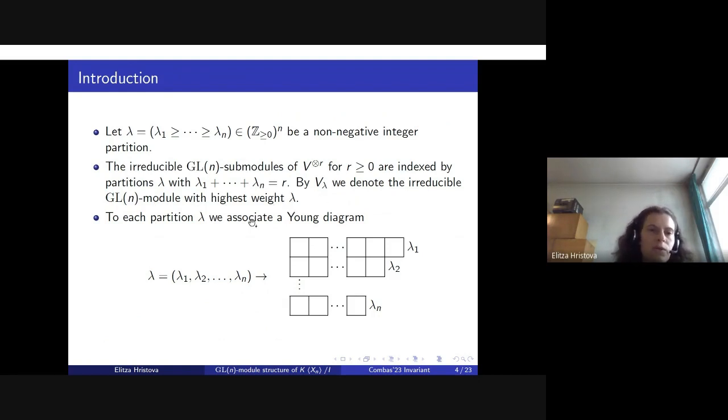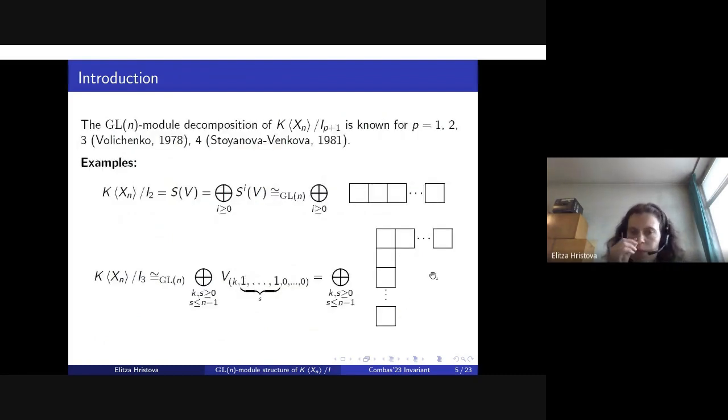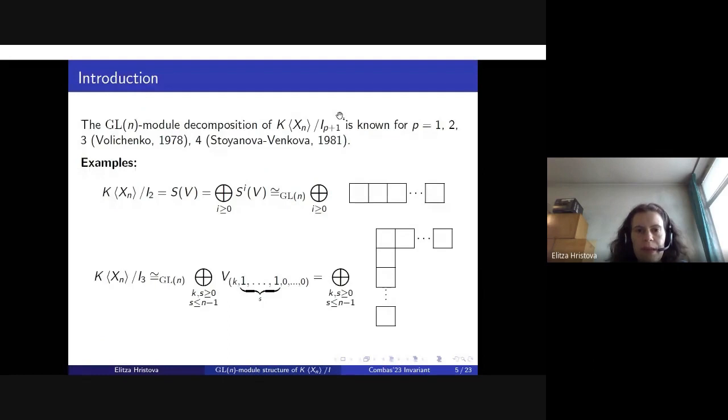We can also describe partitions in terms of Young diagrams, which are diagrams of boxes, where the first row consists of lambda 1 boxes, the second row consists of lambda 2 boxes, and so on. So this is basically it. Now let me describe some of the known results. If we consider K⟨Xn⟩ mod the ideal generated by commutators of length p plus 1, then this decomposition is known when p is equal to 1, 2, 3, and 4.